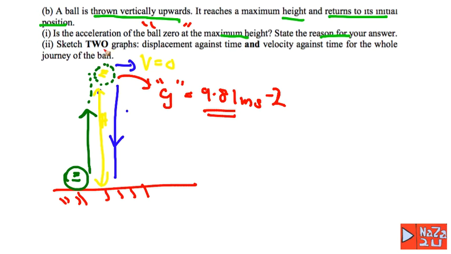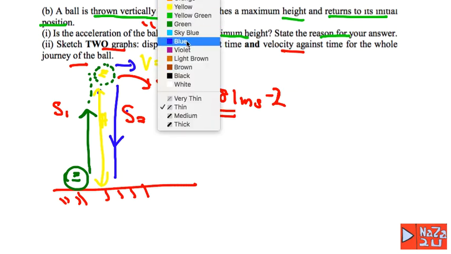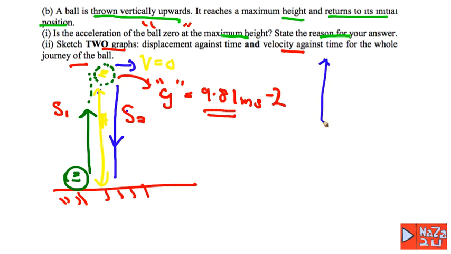Okay, sketch 2 graphs: displacement against time t and velocity against time t for the whole journey. So the process here, let's say the first part is from the ground to the maximum height. Let's say this is S1, and the second part is S2. Okay, the first part and the second part. So the first is the graph of displacement s versus time t.